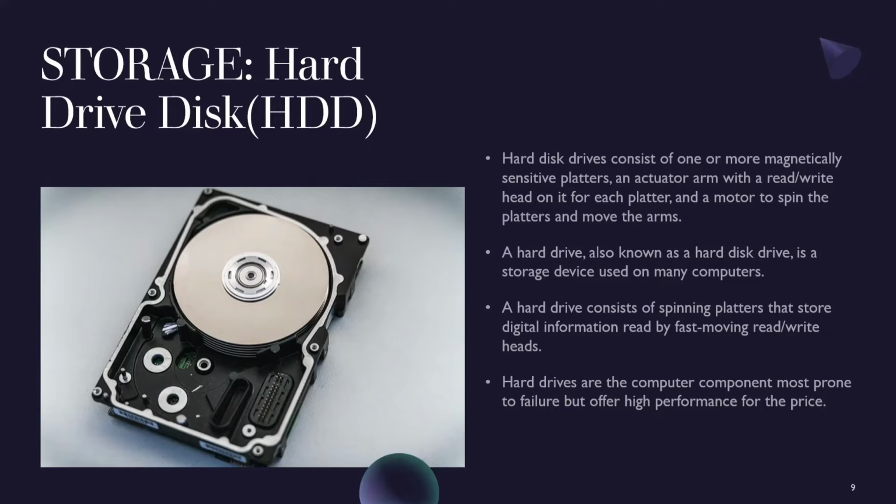Hard disk drives consist of one or more magnetically sensitive platters and an actuator with an arm with a read-write head on it for each platter, and a motor to spin the platters and move the arms. There is also an I/O controller and firmware that tells the hardware what to do and communicates with the rest of the system. The platter spins at preset speeds, 4200 RPM to 7200 RPM for consumer computers. Those speeds correlate to read-write rates. The higher the preset speed, the faster a hard drive will be able to read and write data.